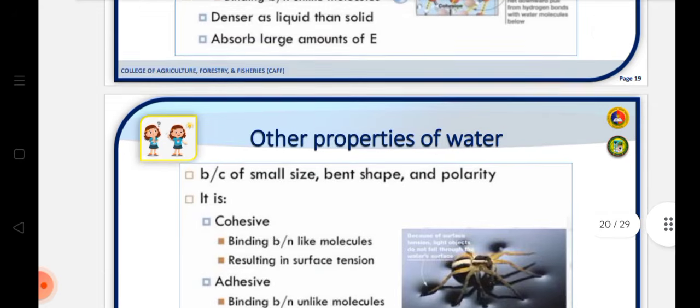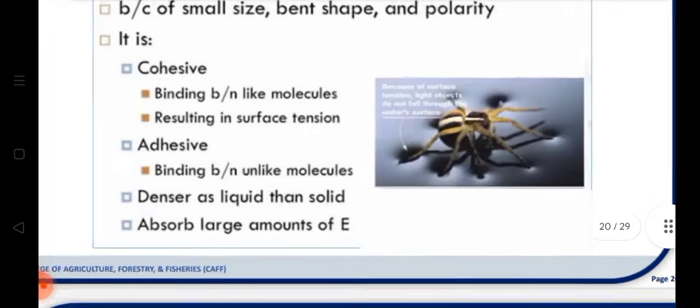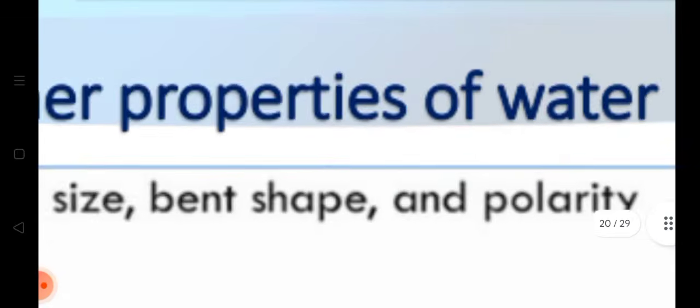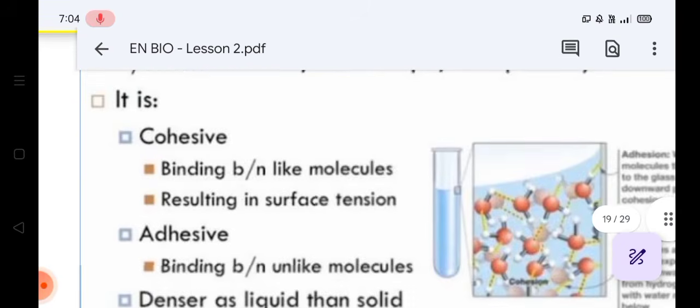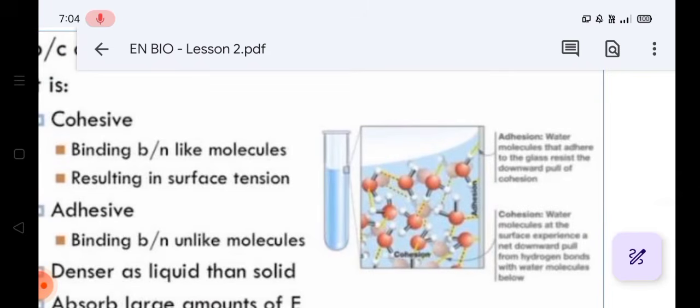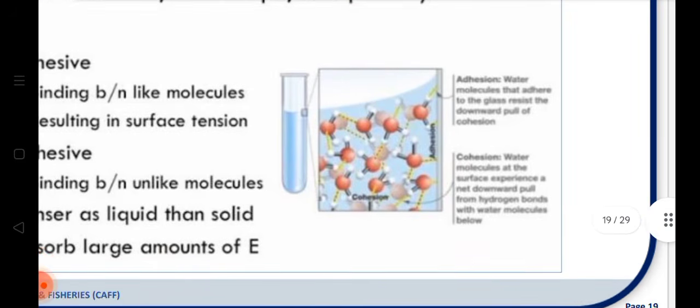We have the terms adhesion and cohesion. When we say water is cohesive, it means water molecules stick to each other due to hydrogen bonding. Why does this matter? This cohesion creates surface tension. You see there is an insect that is able to walk on the water because of surface tension. Light objects do not fall through the water's surface because of surface tension. Again, cohesion creates surface tension, allowing water to form droplets and support small insects like water striders to walk on water.